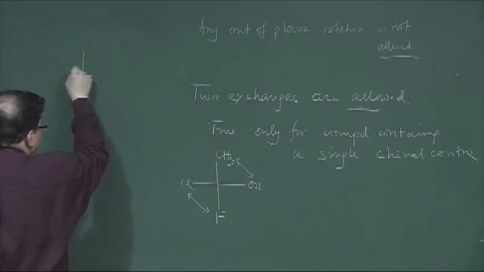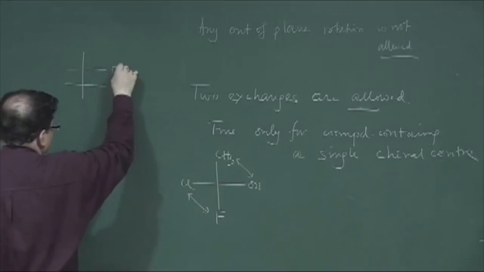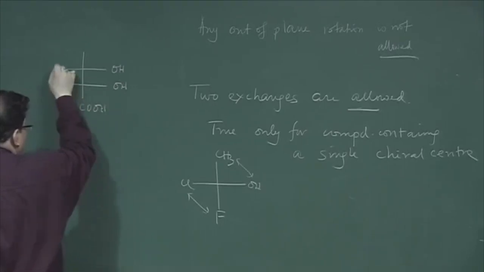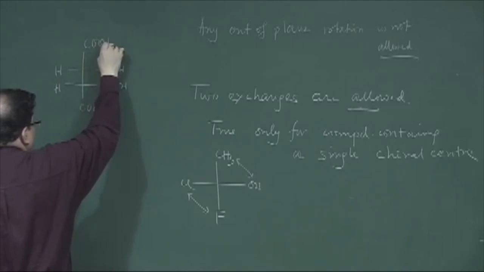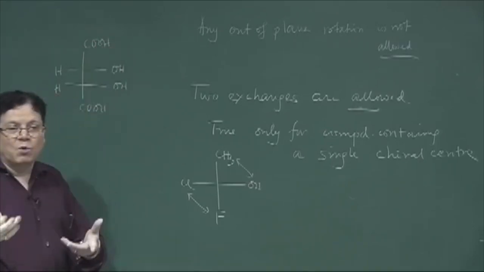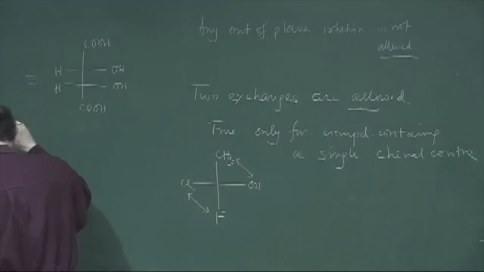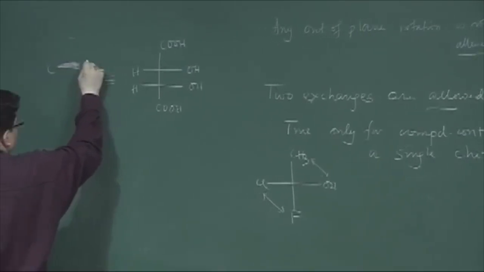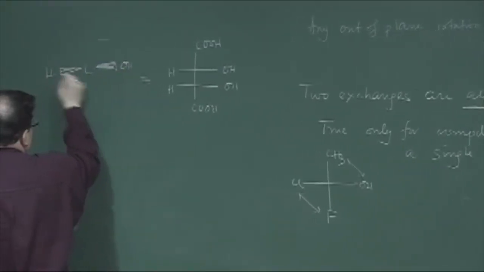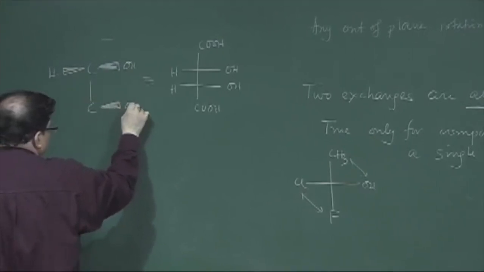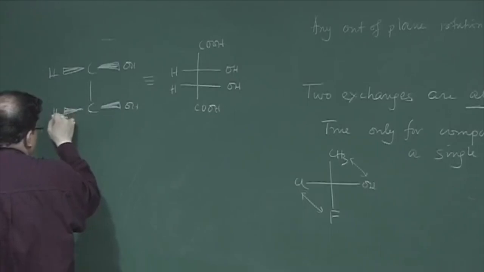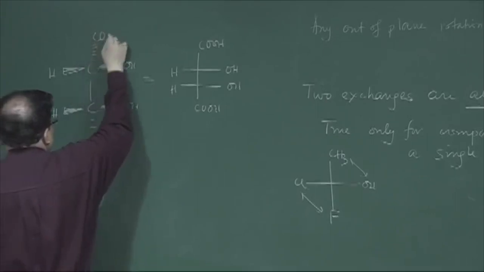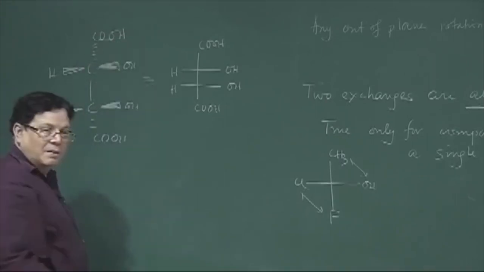Suppose tartaric acid. If I write tartaric acid, OH, CO2H, H, this is the Fischer projection formula of tartaric acid. Now, if I ask you to convert it into the wedge formula, you can. The wedge formula is carbon, this is the beta bond OH, this is the beta bond H, this is carbon, this is the beta bond OH, this is the beta bond H, this is COOH, and this is COOH. This is the wedge formula.